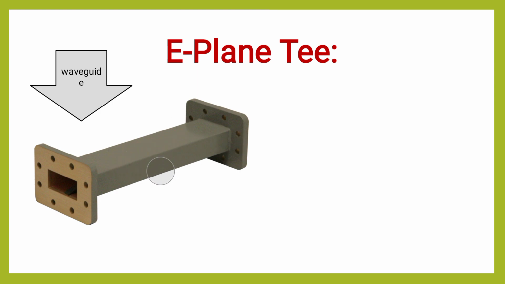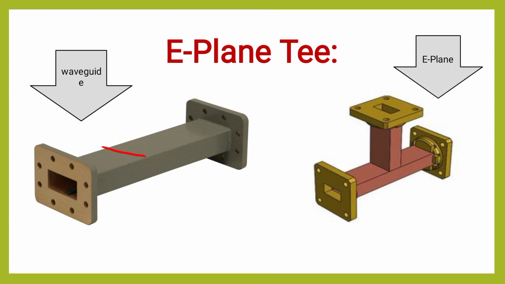So, we need to connect one more port to the broader dimension of the rectangular waveguide. Broader dimension is nothing but this dimension. We need to connect one more port, then the E-plane T will become like this. This is the E-plane T. We have connected one more port to the broader dimension of the rectangular waveguide. Now in total we have three ports in the E-plane T. This is port 1, this is port 2, and the top one is port 3.